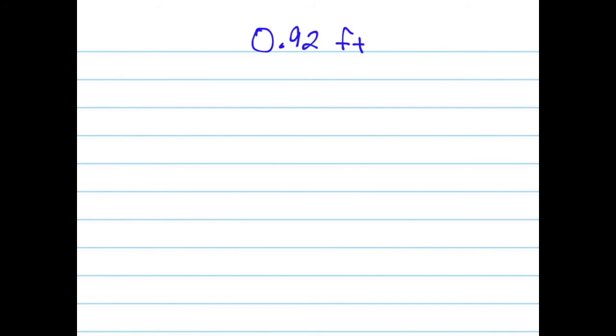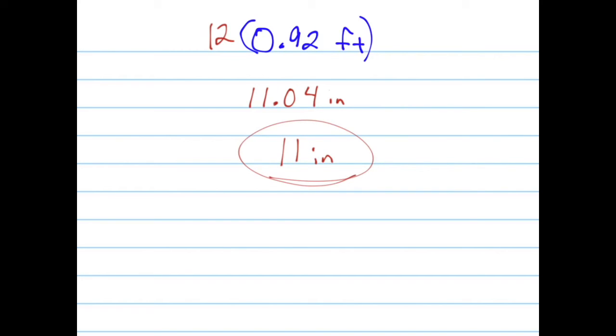Now look carefully at the question. What is it asking for? To the nearest inch. We need to convert to inches. How do we convert it to inches? Multiply by 12. What do we get? 11.04, and it says nearest inch. 11 inches.